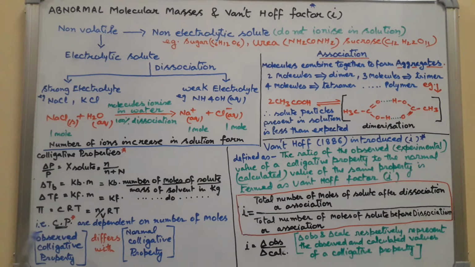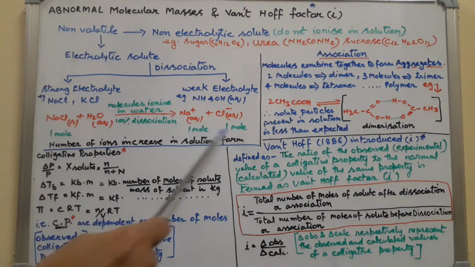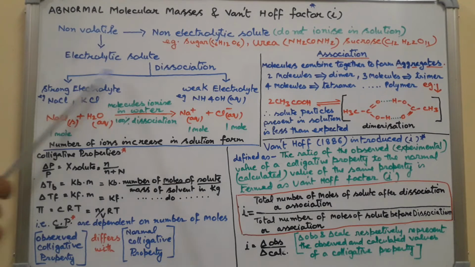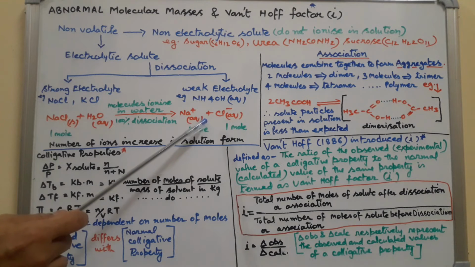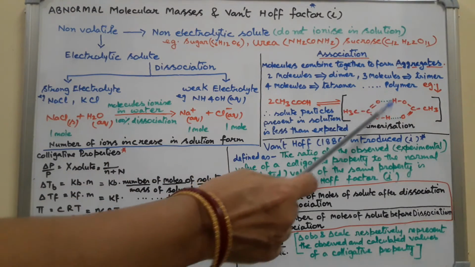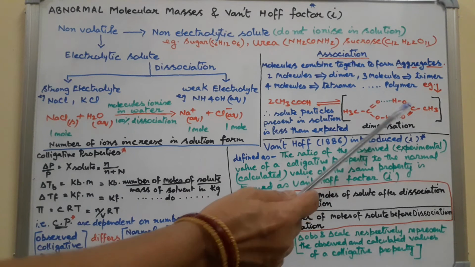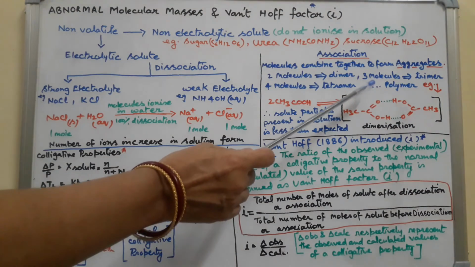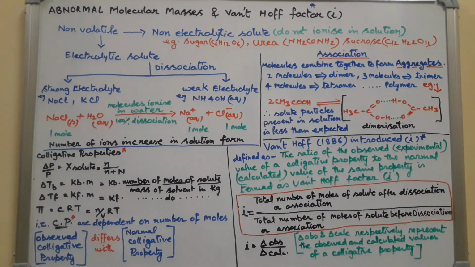See, what does it mean? The observed colligative property differs from the normal colligative property. What is the observed one? This is the observed one. In case of dissociation, if the solute is electrolytic, it will undergo dissociation, and so the normal colligative property is different from the observed colligative property. It is more in case of dissociation, and here also the observed colligative property, that is the number of particles, differs from the normal colligative property. In this case, that is in case of association.